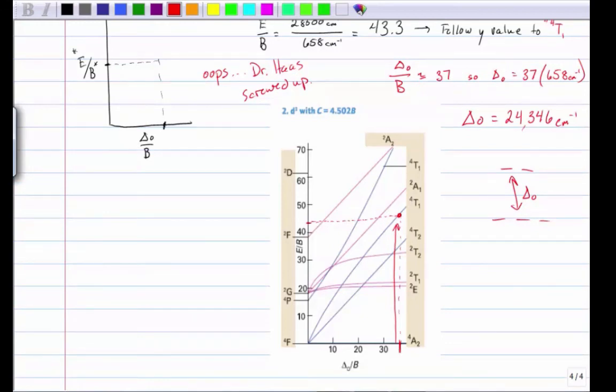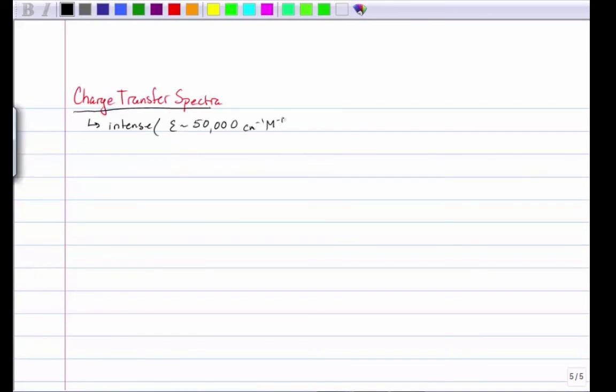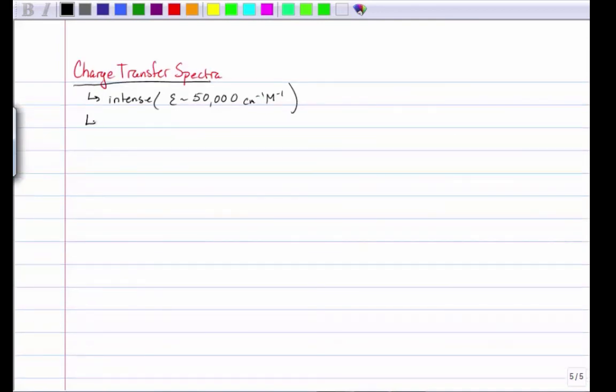Okay. Let's talk a little bit about charge transfer and what that is. These charge transfer spectra are usually intense, so the extinction coefficient I gave you for the d-to-d transitions, the forbidden ones, was 5 to 50. This is about 50,000. So these are very intense. They usually dominate your spectra. These are sensitive to solvent polarity.